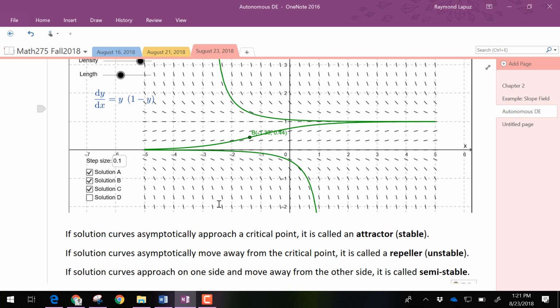Left to right, what can you say about y is equal to 0? They're repelling, they're going away, so that's an unstable equilibrium. Does that make sense?